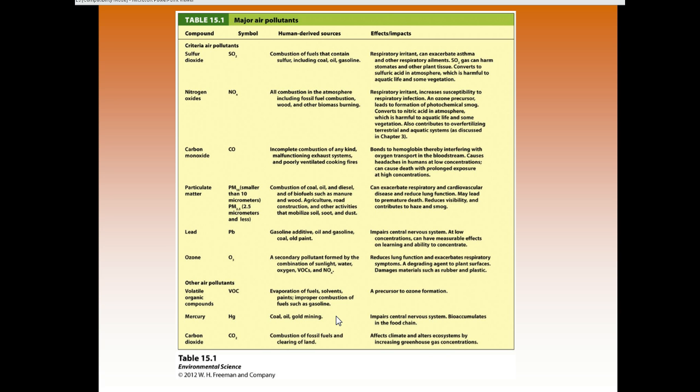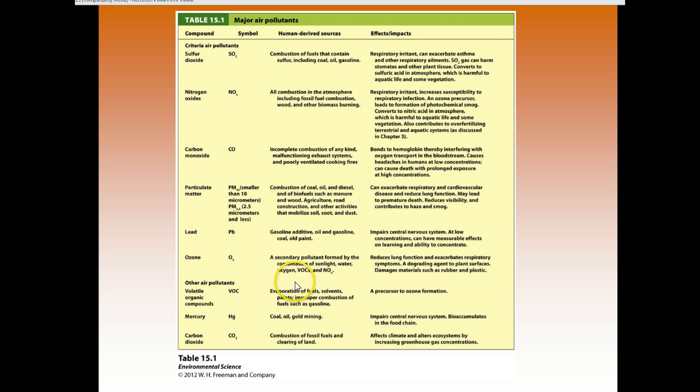So here are all the pollutants, and there's a lot to look at on this chart. It tells you exactly where everything comes from. We're talking here about things that come from humans, so that's called anthropogenic. Remember, anthropogenic just means human-derived. Anthrop comes from the word man, so all these things can come from man.